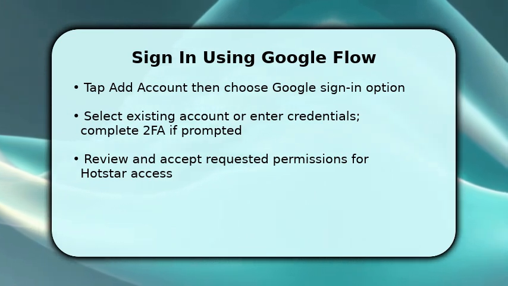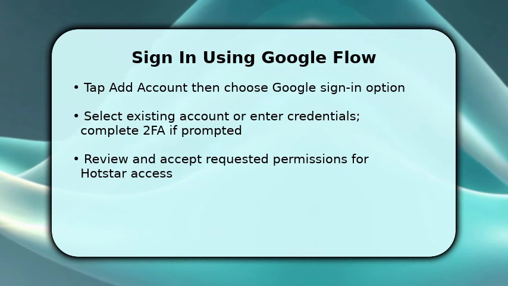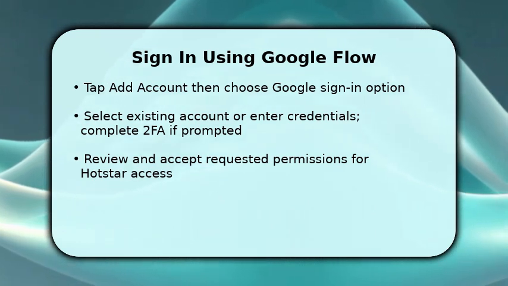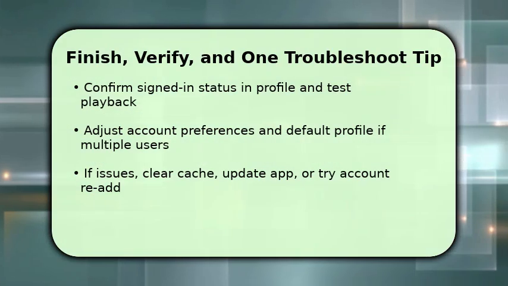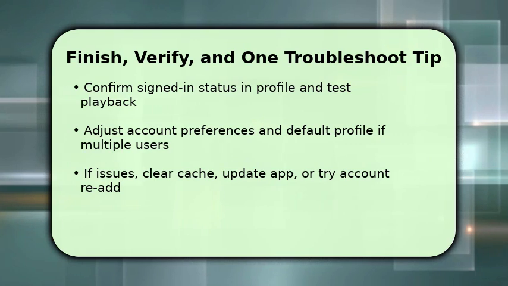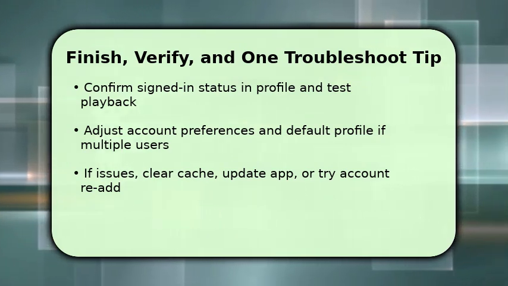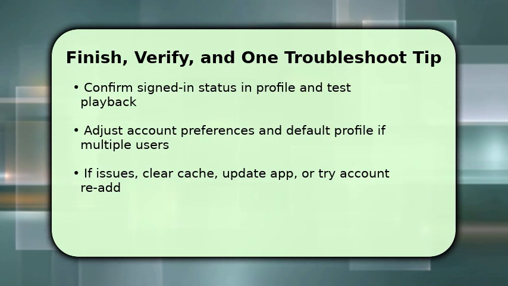Make sure to wait for the confirmation screen. Do not back out while tokens exchange, because that completes the app linkage. Finish by returning to the profile screen and verifying your Gmail shows as the signed-in account. Then start a short video to confirm playback and entitlement.